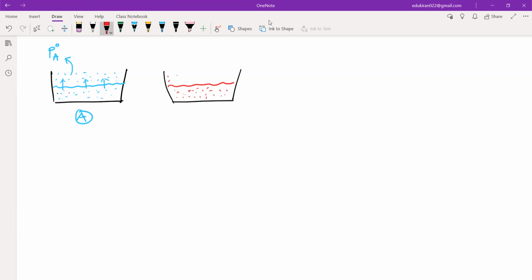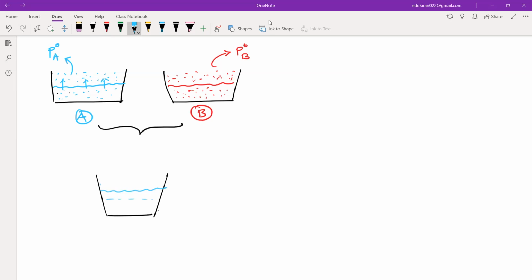Similarly, this red one also will have some kind of vapors, and this will be equal to P naught B. We have two liquids individually. If we have only A, the vapor pressure created by A will be equal to P naught A, and similarly for B it will be P naught B. And if we mix these two, we will get a container. Let us say A is our solvent which is in maximum amount, and there is also red here.